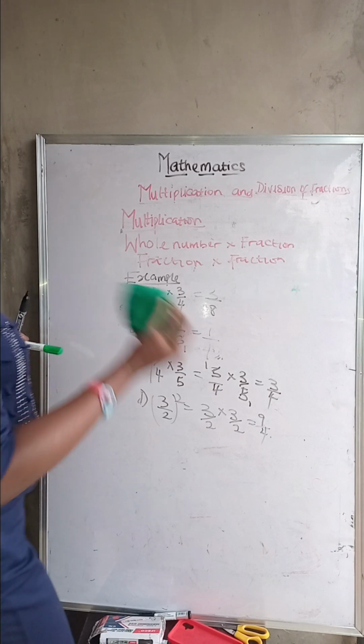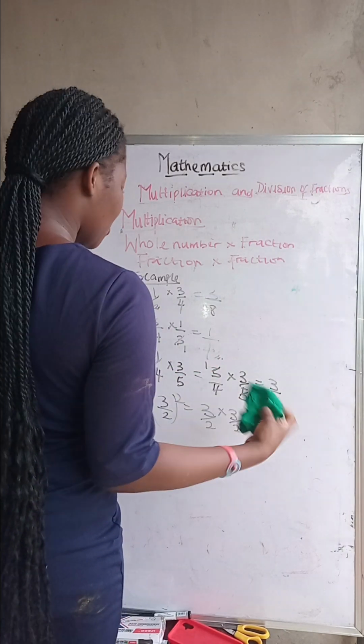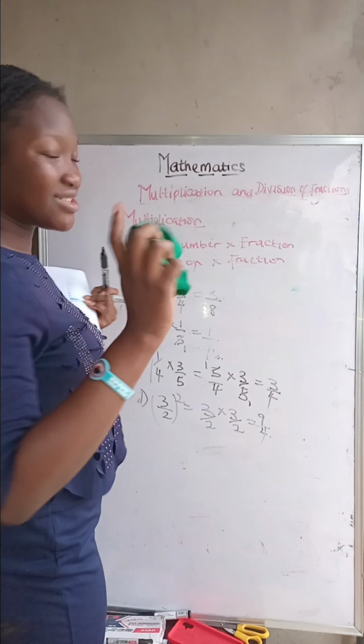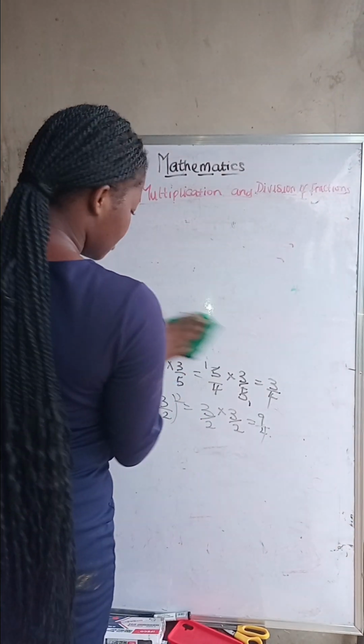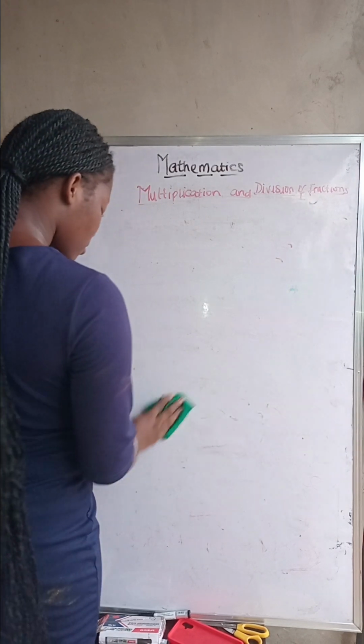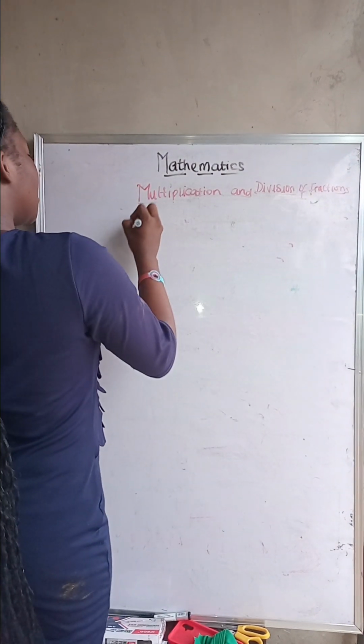Division. So that's all of multiplication. Multiplication is actually one of the simplest operations. So division.